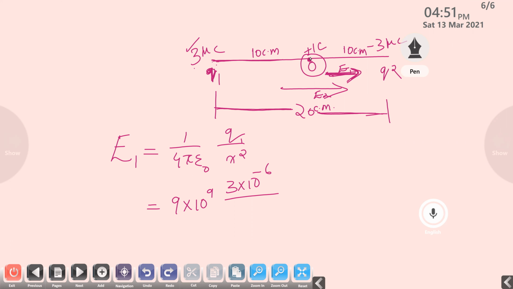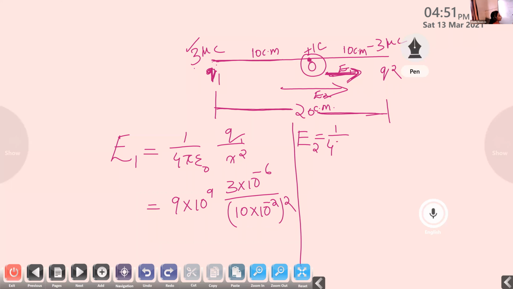10 centimeters. Yes, it is 10 centimeter. So we convert it into meter. It becomes 10 into 10 raised to minus 2, the whole square. Similarly, what is the expression for E2? E2 is equal to 1 by 4 pi epsilon 0 Q2 divided by R2 square. Here we can write R1 square.